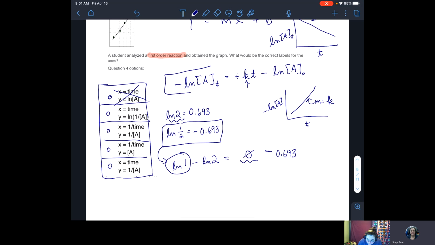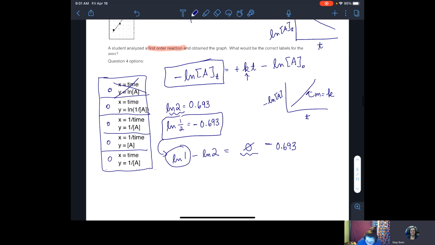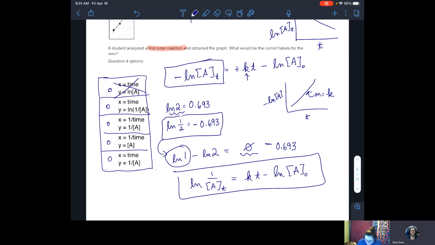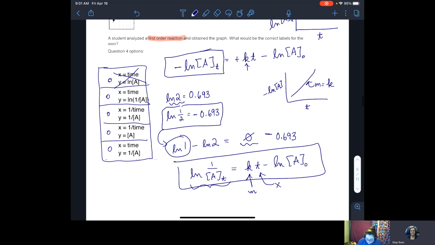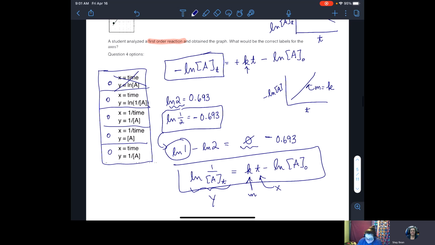So if I've got the negative log of the concentration at time t, that is equal to the positive log of 1 over the concentration at time t. So the log of 1 over the concentration at time t equals kt minus the log at time 0. And that will get me a positively sloping line. I'll put time on the x-axis. I'll put the natural log of 1 over the concentration on the y-axis. My y-intercept will be negative log at time 0, but that's not important here.